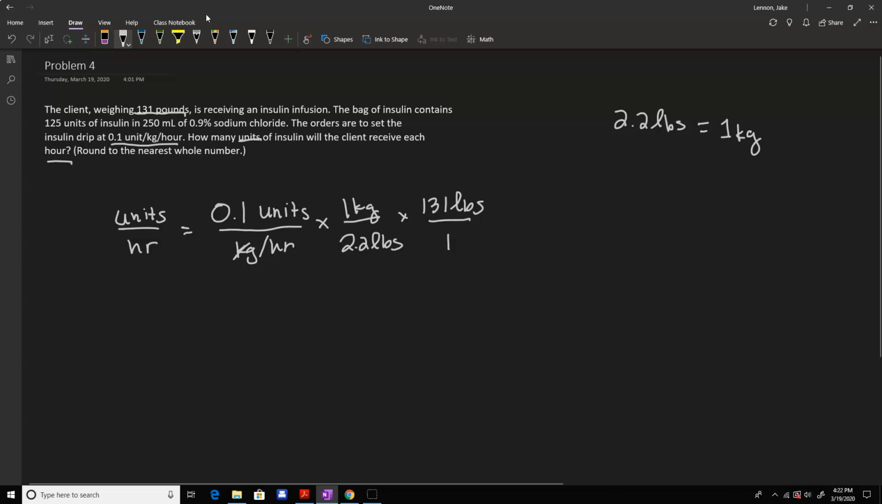So the kilograms have canceled, and now the pounds have canceled, and the only remaining units in the problem are units over hours. So that's how we know that we're finished. We've matched the units that we're intending to get to.